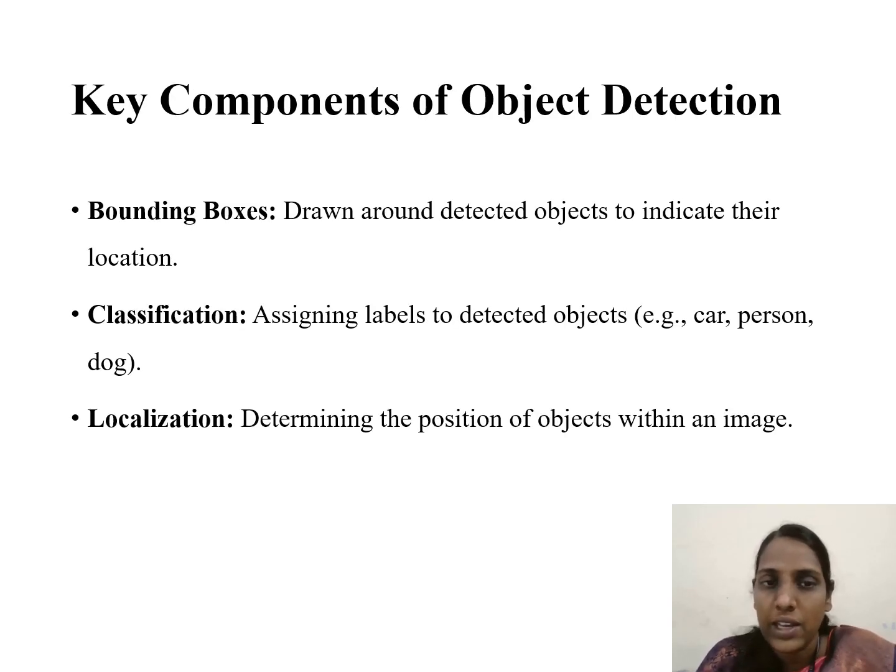Next, we will see the key components of object detection. The key components are bounding boxes, classification, and localization. A bounding box is like a frame which we use to detect the objects in a location. Classification means we assign labels, such as car, person, etc. Localization is where the object is located in the image within that frame. These are all the key components.